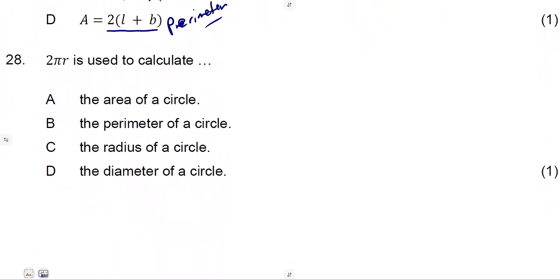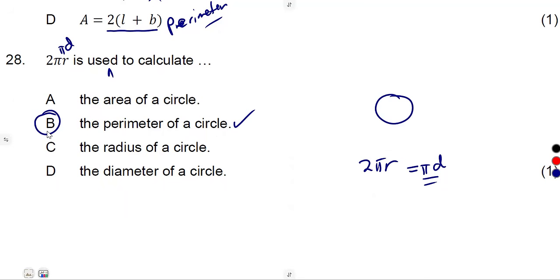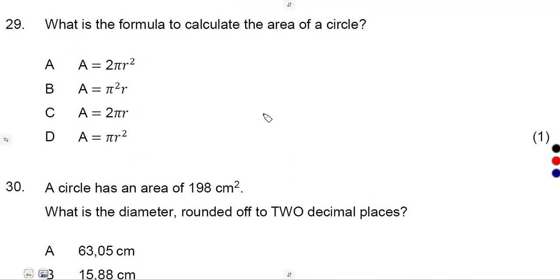All right, let's consider number 28. 2 pi r is used to calculate what? This is the circumference of a circle, or perimeter of a circle. So it can be 2 pi r. Remember, 2 times radius gives us the diameter, so it can also be written as pi d. So it is for the perimeter, the circumference of a circle. So the best answer there is B.